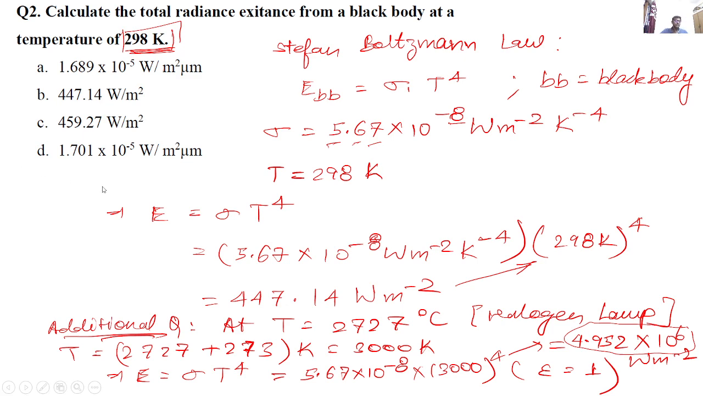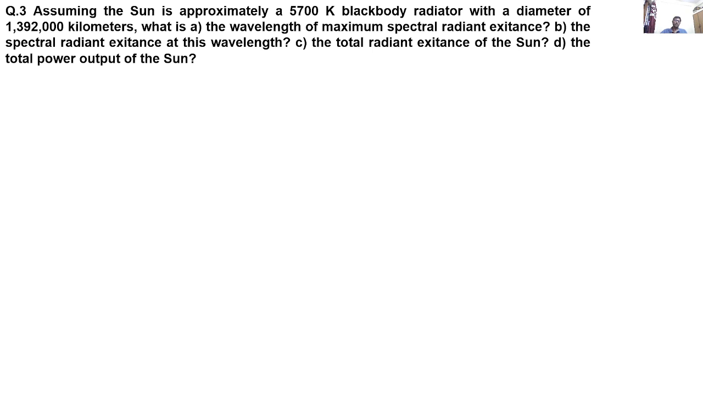Okay, so let's take the third question now. And if there is any question, please feel free to interrupt me and shoot your question straight away. No issues with that. Anyway, we are moving into the third question. Assuming the sun is approximately a 5700 Kelvin blackbody radiator with a diameter of 1,392,000 kilometers, what is A, the wavelength of maximum spectral radiant exitance, B, the spectral radiant exitance at that wavelength, C, the total radiant exitance from the sun, and D, the total power output of the sun?